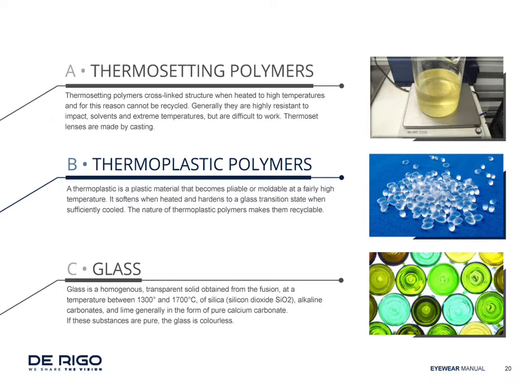Glass is a homogeneous, transparent solid obtained from the fusion, at a temperature between 1300 and 1700 degrees Celsius, of silica, silicon dioxide (SiO2), alkaline carbonates, and lime, generally in the form of pure calcium carbonate. If these substances are pure, the glass is colorless.